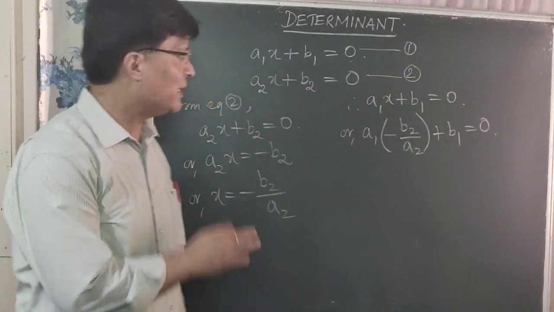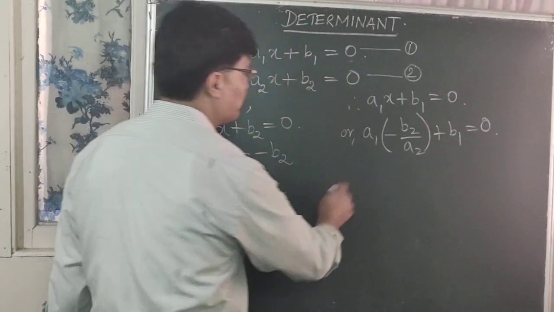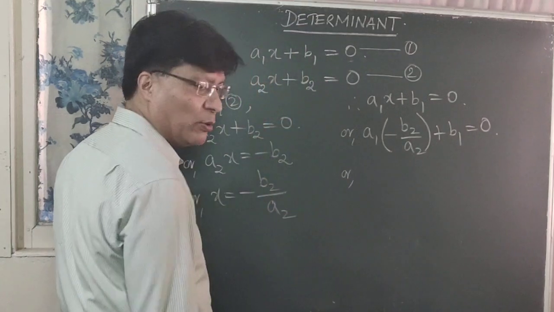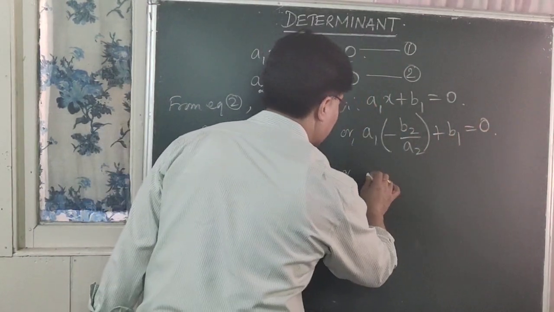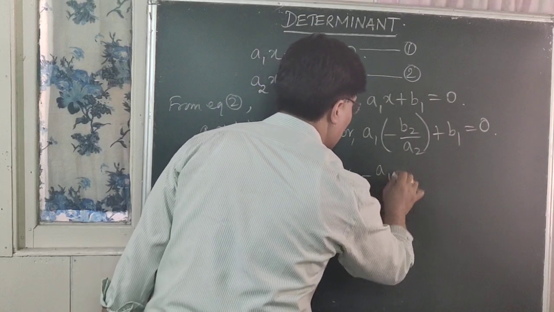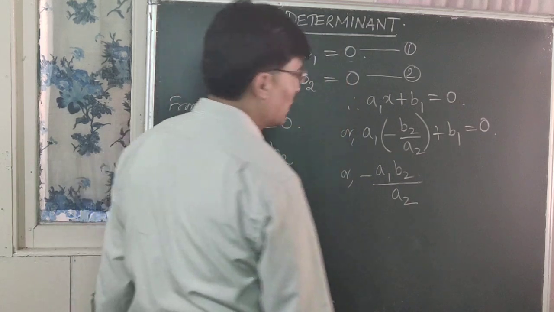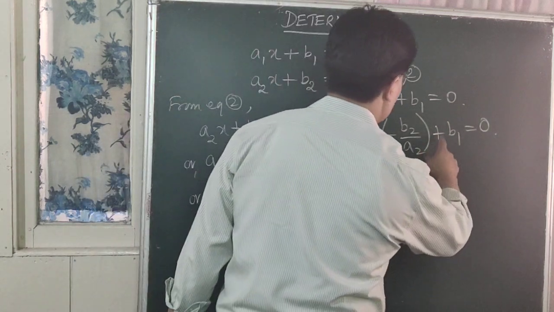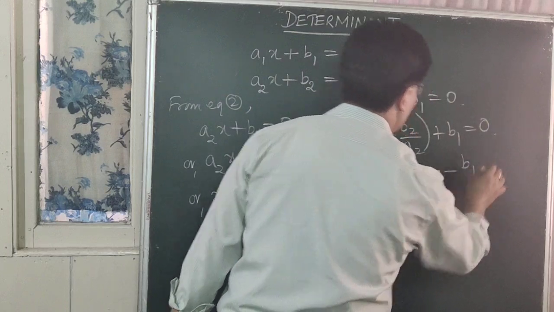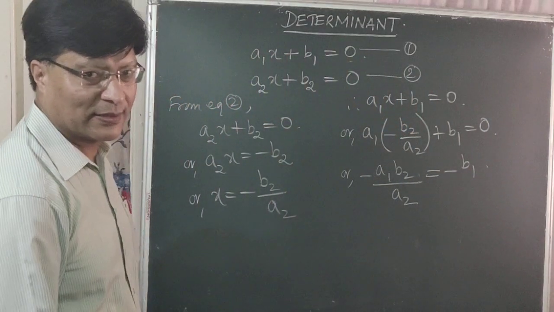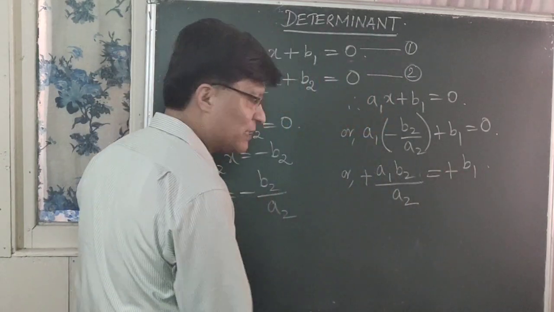So now let us simplify it, okay? So plus b1 is there, isn't it? Let us take it to the right hand side. So it is minus a1 b2 divided by a2, right? Then this plus b1, when it goes to the right hand side, it becomes minus b1. Is that clear? So from both the sides, you can cancel this minus sign.